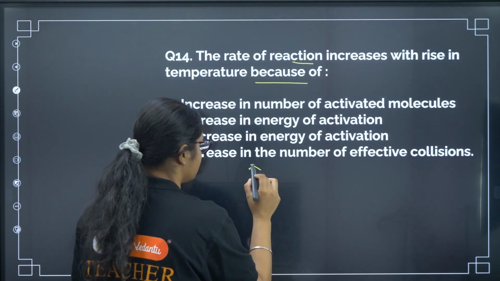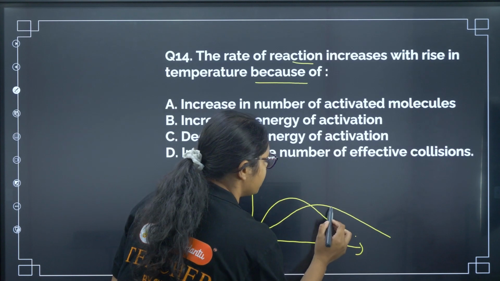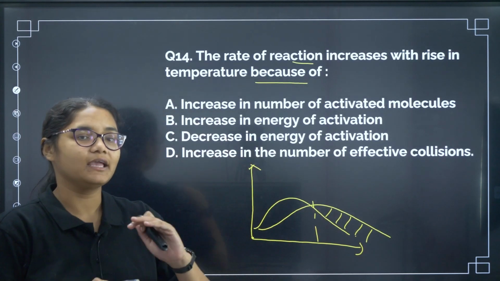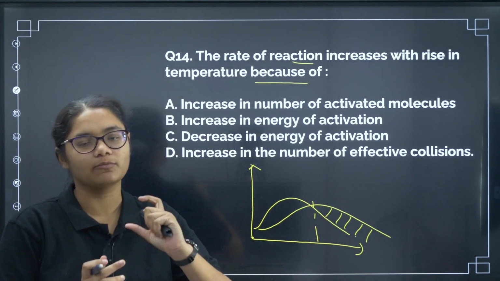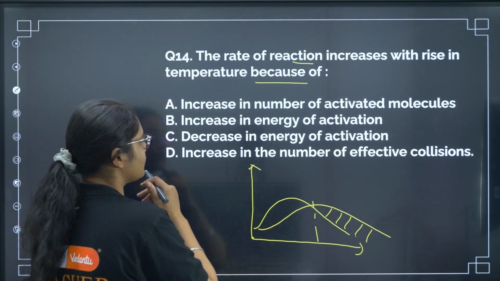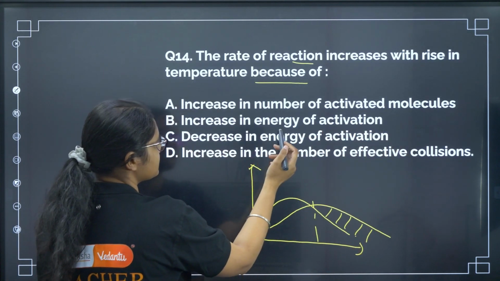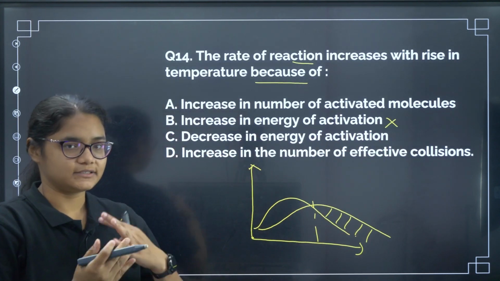We have the graph like this, right? When the temperature increases, the number of particles having energy greater than the threshold energy also increases. The number of activated molecules also increases, so the rate of reaction increases. So this is because of the increase in the number of activated molecules. Increase in activation energy? There is no increase in activation energy with temperature.